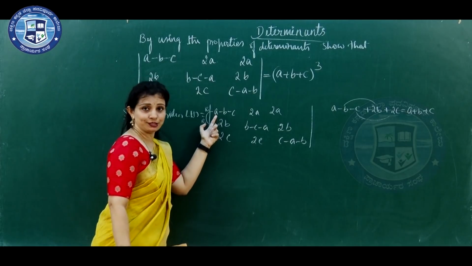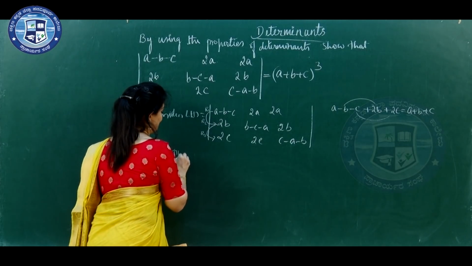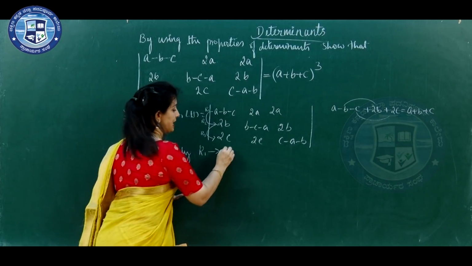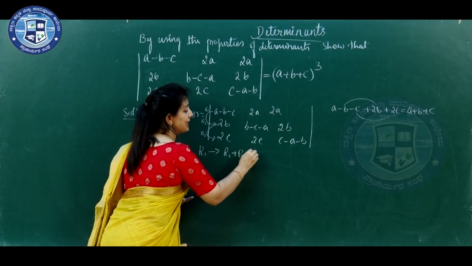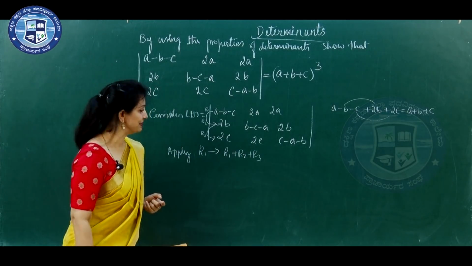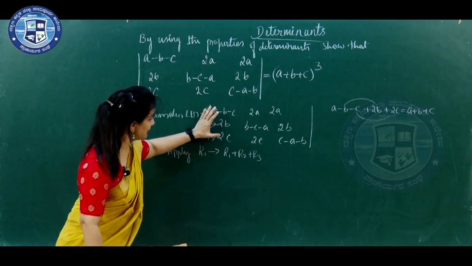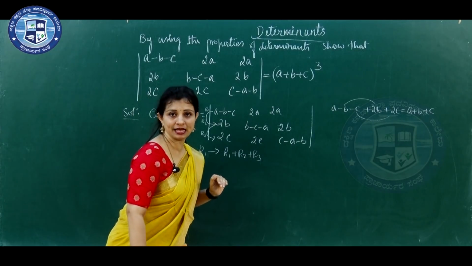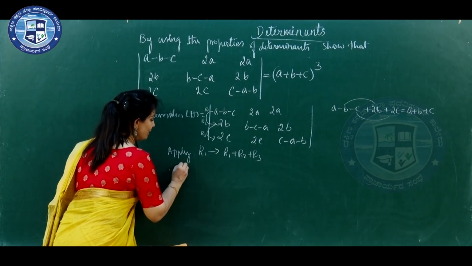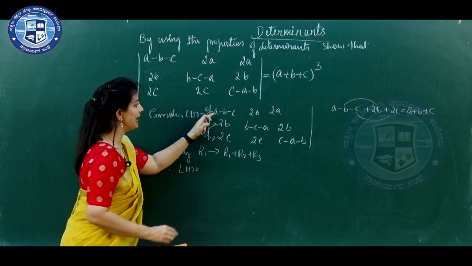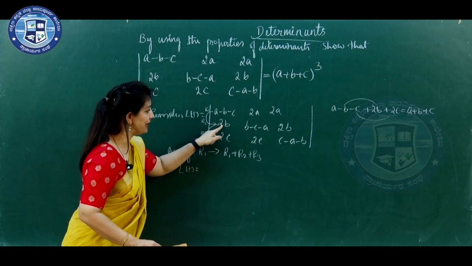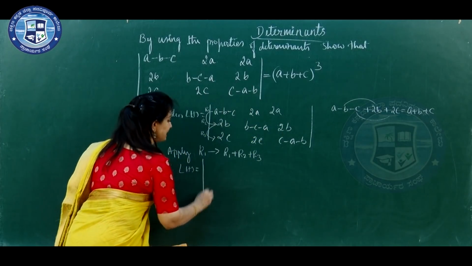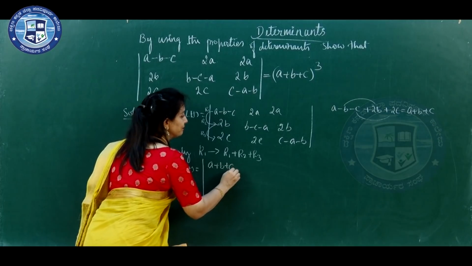So, it is possible to apply the operation R1 changes to R1 plus R2 plus R3. So, once if you observe one element we are getting the RHS factor, the others also will follow the same. It is arranged that way. So, LHS can be written as, add it up, A minus B minus C plus 2B plus 2C. How much is that? A plus B plus C. So, the first element is A plus B plus C.